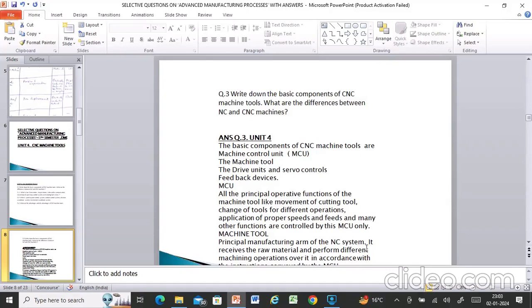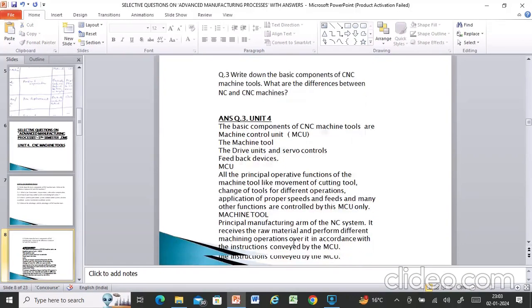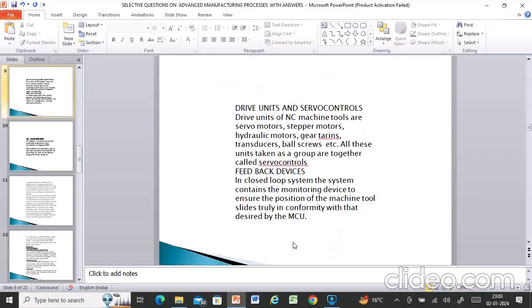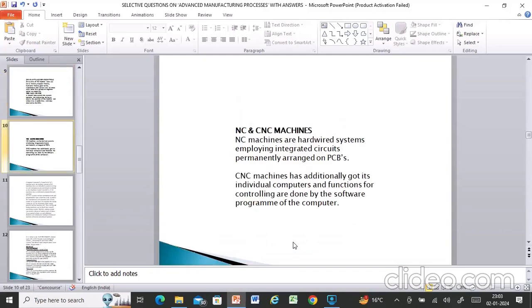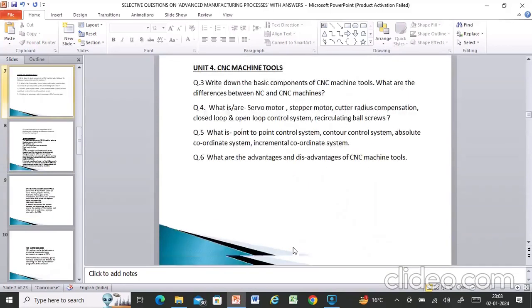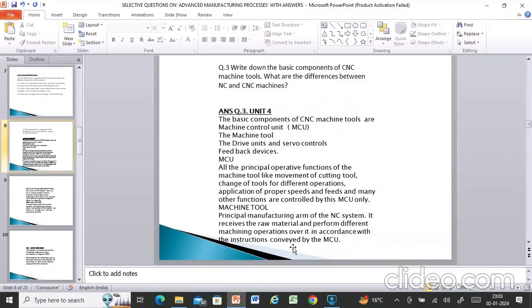Now, the CNC machine tools basically consist of the machine control unit, the machine tool, the drive units and servo controls, and the feedback devices. These are the major units of a CNC machine. Let us go one by one. The basic components of a CNC machine tool are machine control unit, machine tool, the drive units and servo controls and feedback devices.